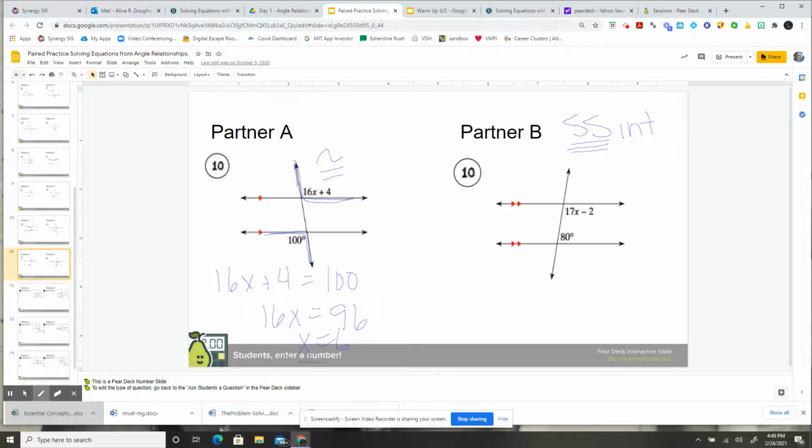And x should equal 6. And of course, you know by now you can always go back and double check your answers. For me, 16 times 6 plus 4 is in fact 100. So if you check yours, 17x minus 2 should equal 100.